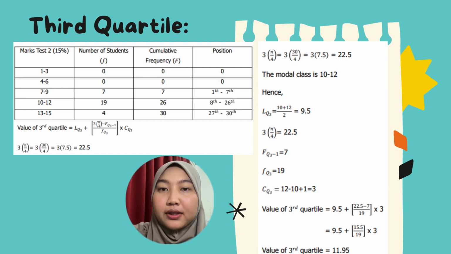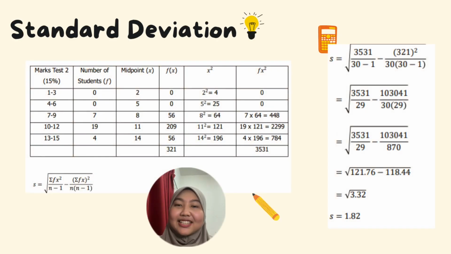This is our table that shows the class. Next, we move on to the standard deviation. The table includes the class interval, number of students, midpoint or x, then fx, x square, and fx square. For fx and fx square, we have the totals, as you can see at the bottom. Then we use this formula for standard deviation, substitute the values, and the final answer is 1.82.